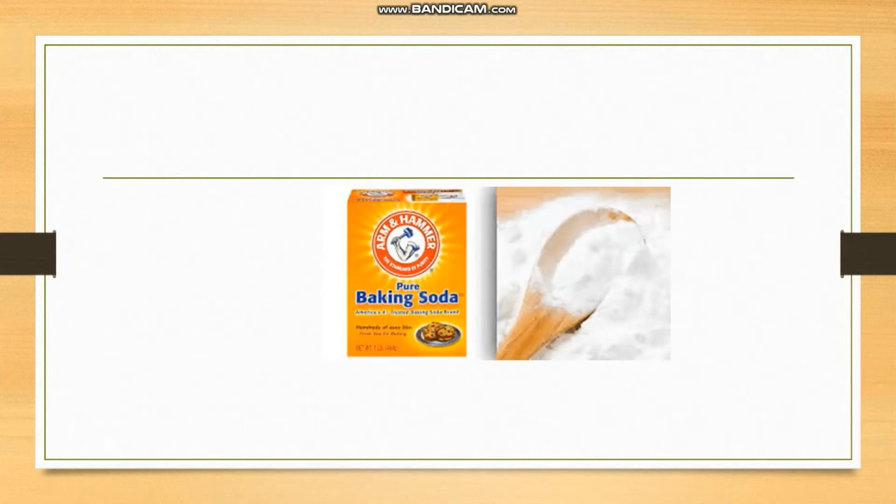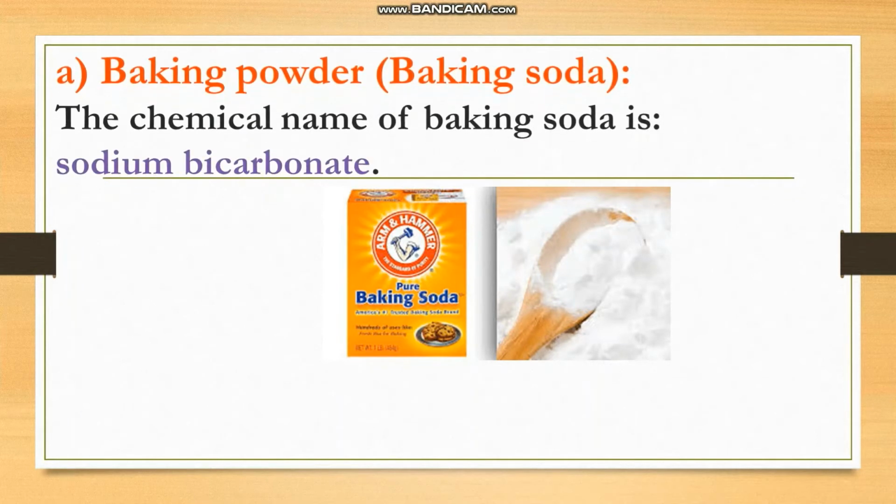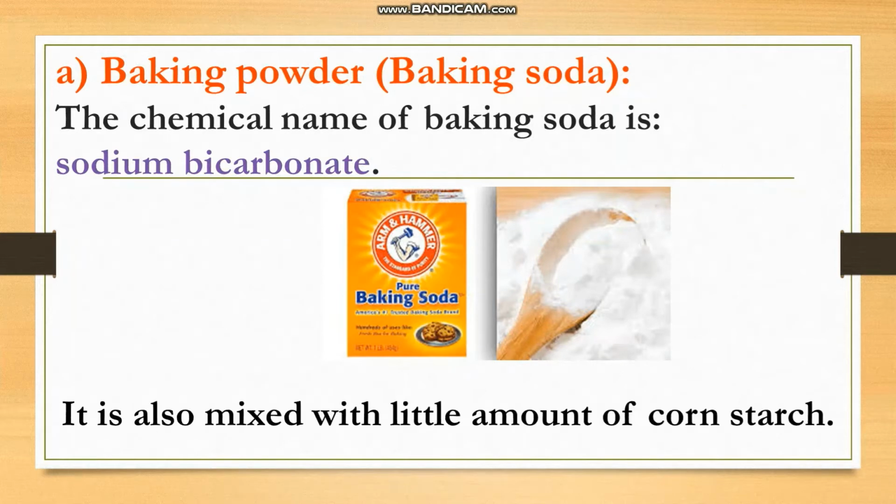Can you name this? Well, yeah, that was easy. That's baking soda. So what's baking soda used for? Baking powder or baking soda, the chemical name of it is sodium bicarbonate. It looks kind of like flour. It is also mixed with a little amount of cornstarch.